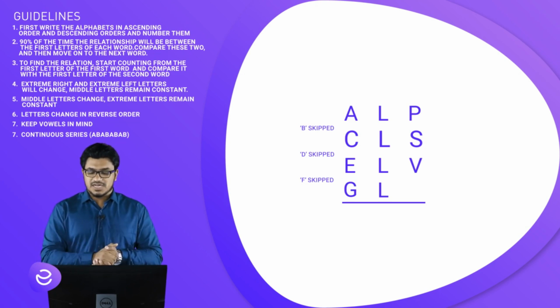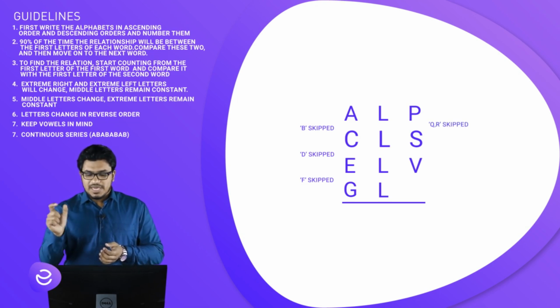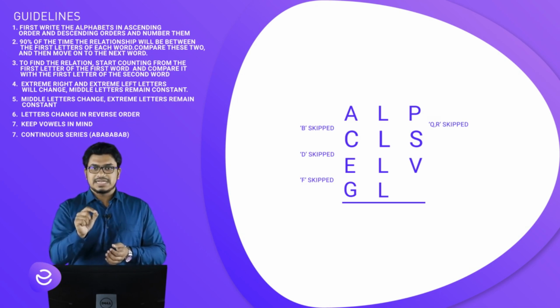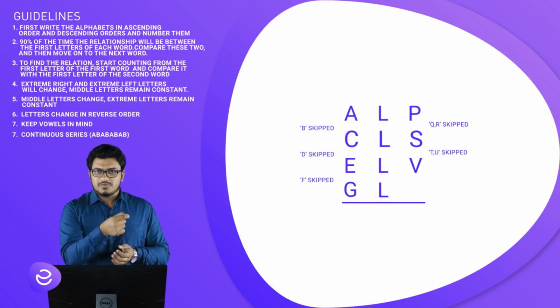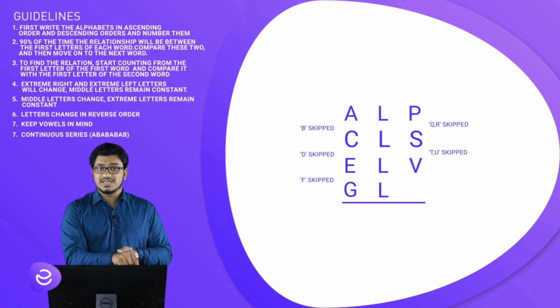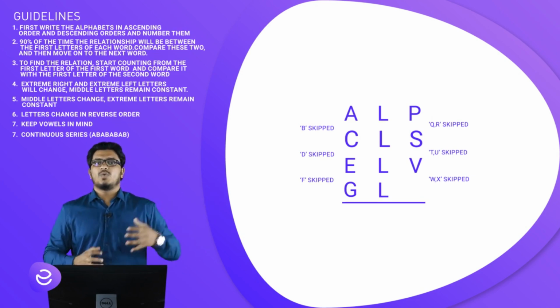Then you take the third letter of the words. You get P, then S. P, Q is skipped, R is skipped, you get S. Then T, U, both of them are skipped, you get V. So, obviously you have to skip 2 letters for the third letter. So, you will get V, W is skipped, X is skipped, you will get Y.